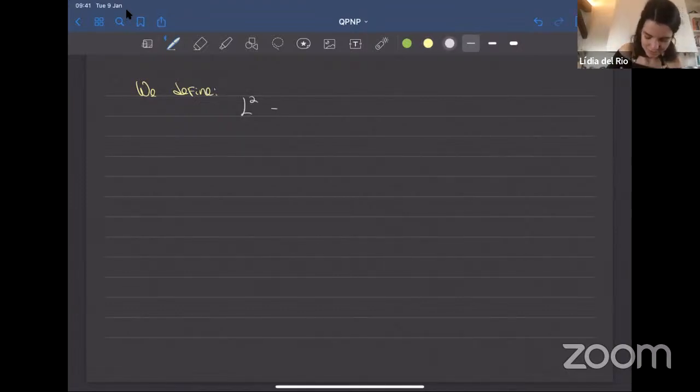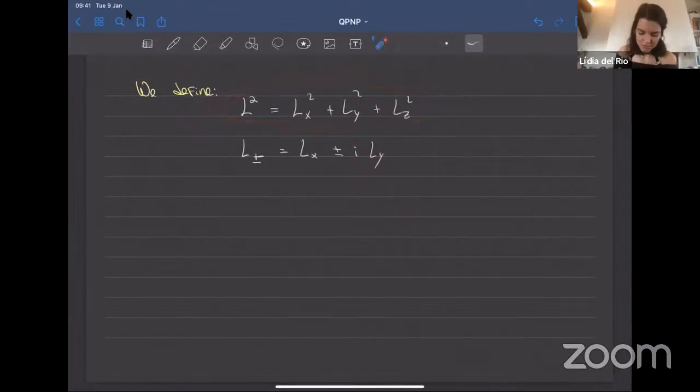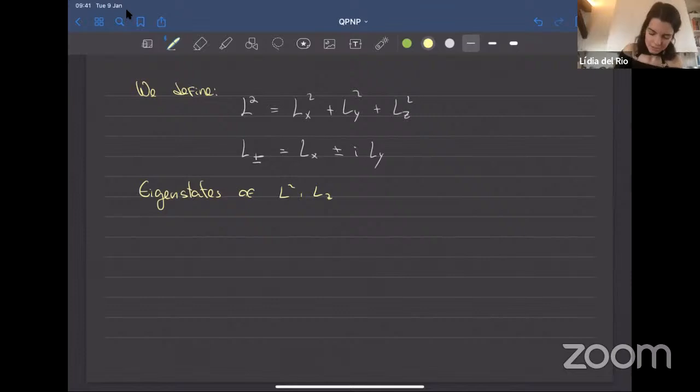So L squared is LX squared plus LY squared plus LZ squared. So we never really work with these vectors like in the classical case, we can always work with this. The ladder operators L plus and L minus are LX plus and minus respectively i LY. And this one is what we call the total angular momentum. And these are what we call the raising and lowering operators, right? So now what we're looking for are the eigenstates, as before, as in normal spin, joint eigenstates of L squared and LZ, because we know that they commute, right? So this will be of this form.